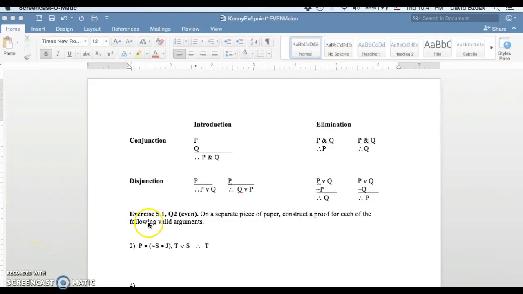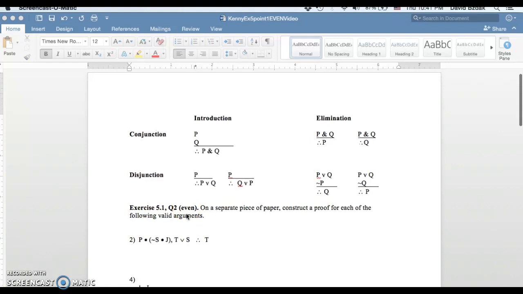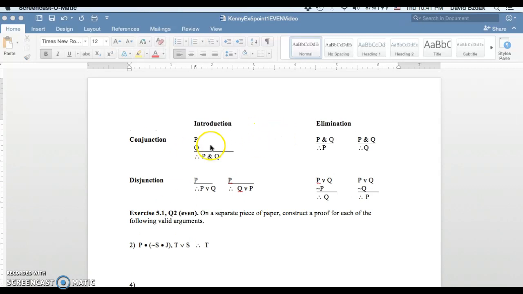This is exercise 5.1, Q2. I'm going to do some of the even numbered problems since the odd numbered problems are assigned for homework. With respect to these problems, we're working with 4 rules, right? And you can see there's 2 kinds of rules that we're working with so far: introduction rules and elimination rules. And you'll find that for each of the operators, there's going to be one of each.